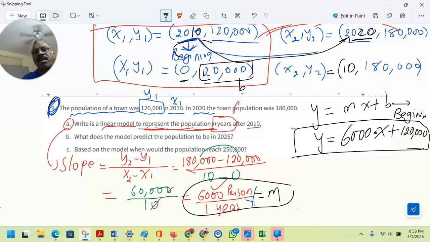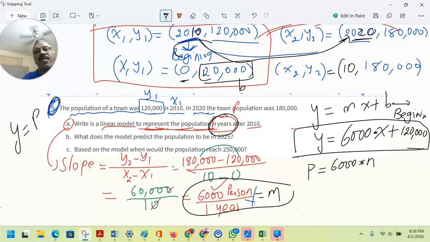But because I'm using P for population, which is the output, instead of Y, I'm using P. So it is 6,000 times, and instead of X, I use N. N is the number of years. So N stands for number of years since 2010. So you put plus 120,000.